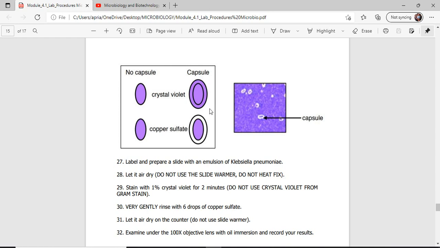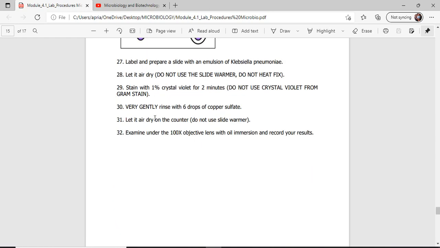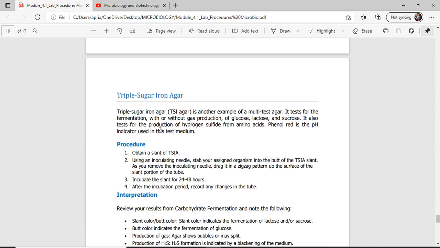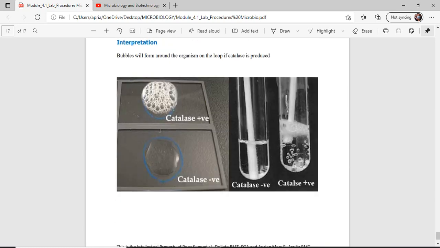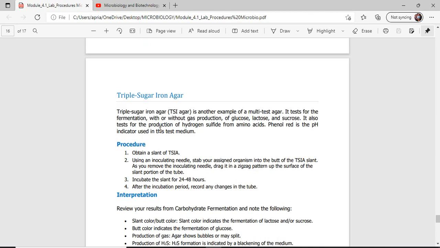Now let's proceed sa aton nga TSIA. Okay, so TSIA is a special type of method or triple sugar iron agar, or TSI, triple sugar iron. Okay, is another example of a multi-test agar. It tests for the fermentation, with or without gas production, and also for its glucose or lactose or sucrose ang iyang ginagamit. It also tests for the production of your hydrogen sulfide from your amino acid nga production.